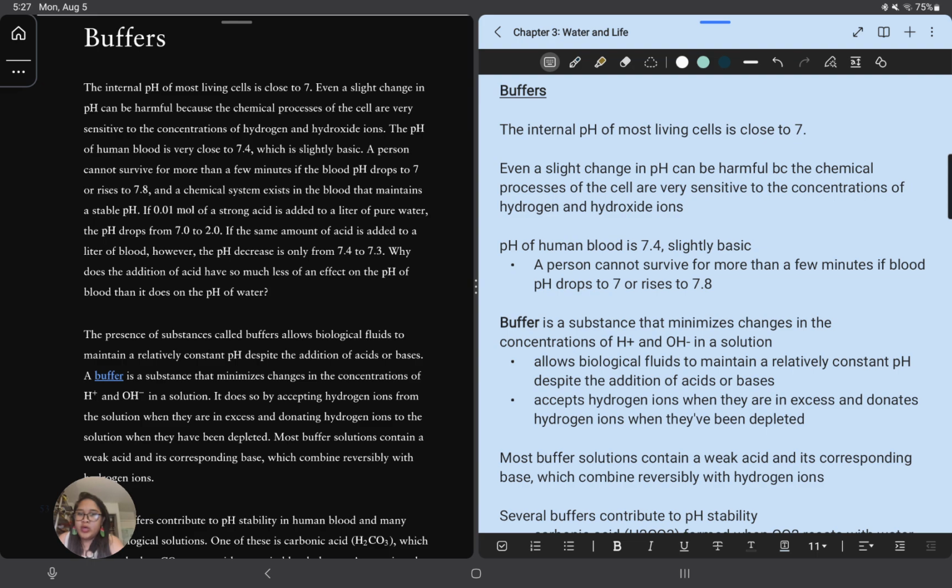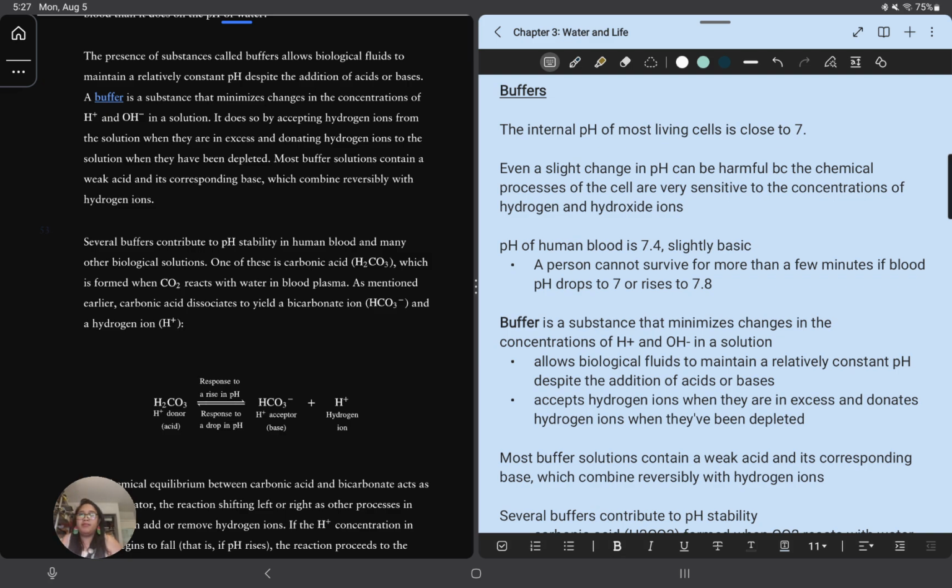If 0.01 mole of a strong acid is added to a liter of pure water, the pH drops from 7.0 to 2.0. If the same amount of acid is added to a liter of blood, however, the pH decrease is only from 7.4 to 7.3. Why does the addition of acid have so much less effect on the pH of blood than it does on the pH of water?